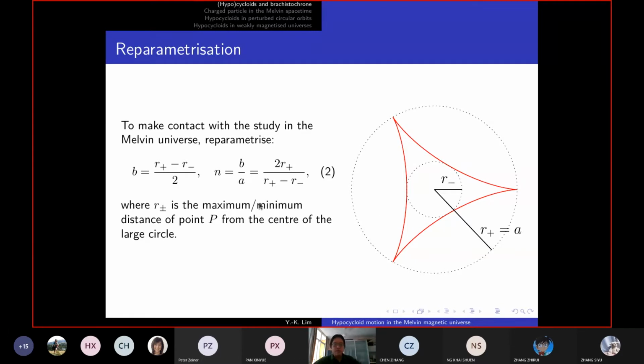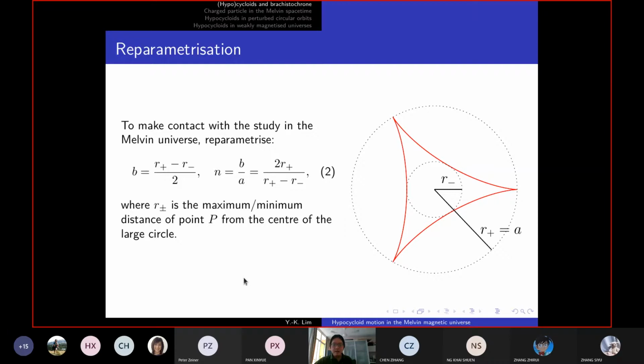Now I'm about to connect the idea of hypocycloids to the Melvin universe, but in order to do that, the parameters used are not very convenient. They are convenient in the original definitions, but to make contact, instead of describing the family of curves in terms of A and B, I will need to express them in terms of R plus and R minus. R minus is just the minimum distance from the center of the larger circle, and R plus is the maximum distance. Therefore, R plus is just A. So the ratio nB over A can be expressed in terms of R plus and R minus. From here onwards, we will describe the cycloids in terms of these two parameters.